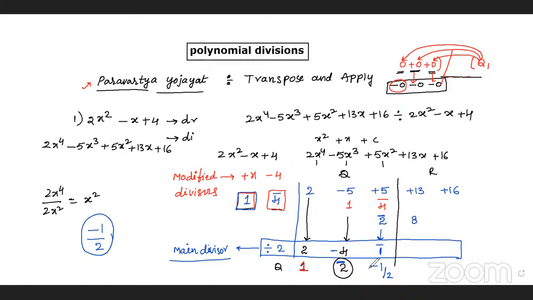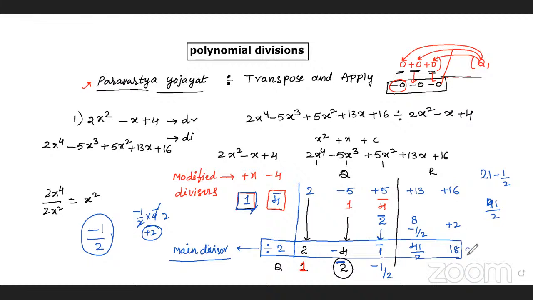Now see, -1 by 2 into -4 gives us +2. So I am writing here plus 2. So totally we are getting 18 here. And 13 plus 8, that is 21 minus 1 by 2. So that gives us how much? 41 by 2. So this is the 41 by 2.